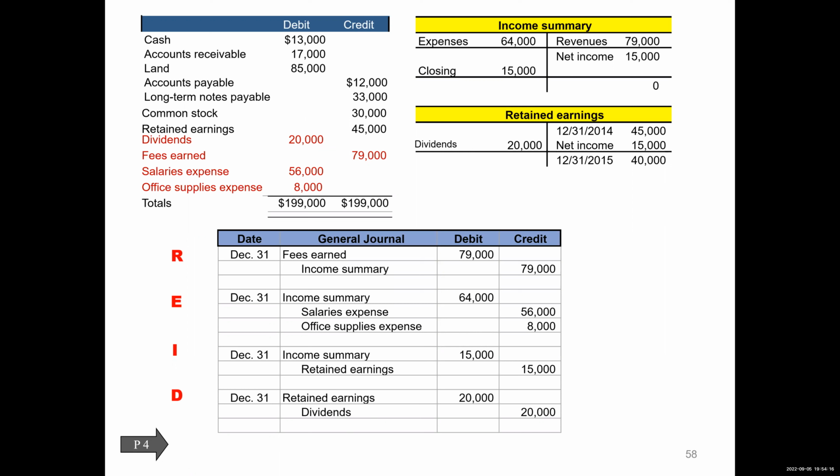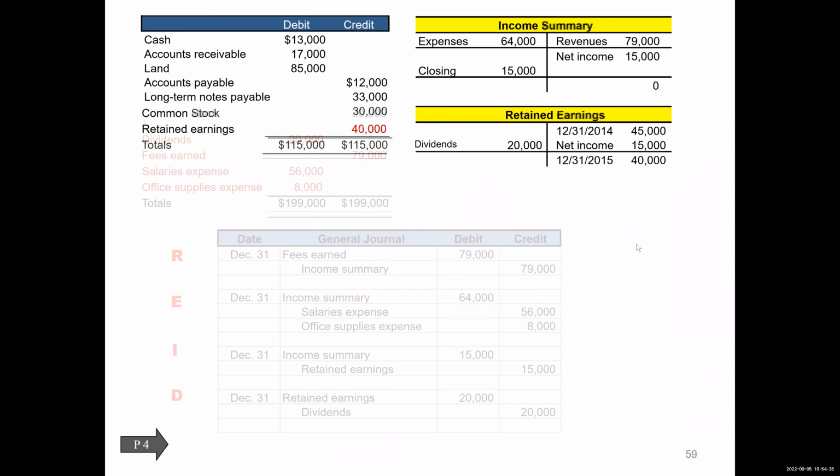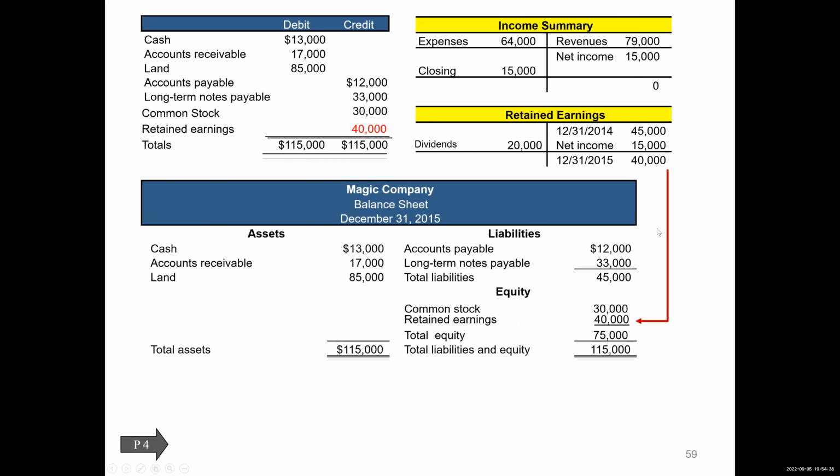Okay, now isn't this kind of interesting? We have the makings of a retained earnings statement here. Beginning retained earnings of 45,000 plus net income minus dividends of 20,000 is our ending retained earnings balance of 40,000. Check this out. See how we did that? When we transferred all of the temporary accounts into retained earnings, we can calculate what our ending retained earnings balance is, and we put that right into the balance sheet, right where it goes. All right.